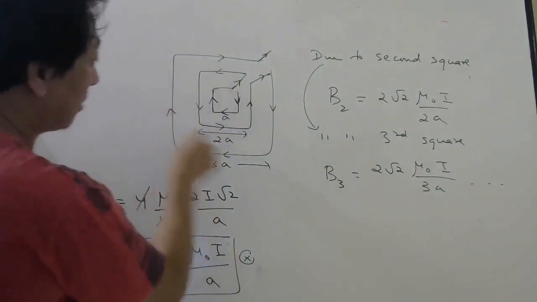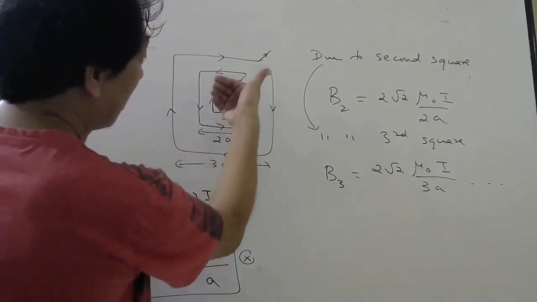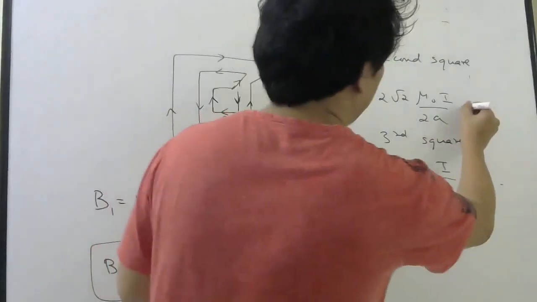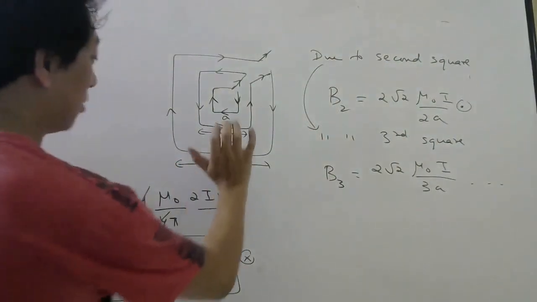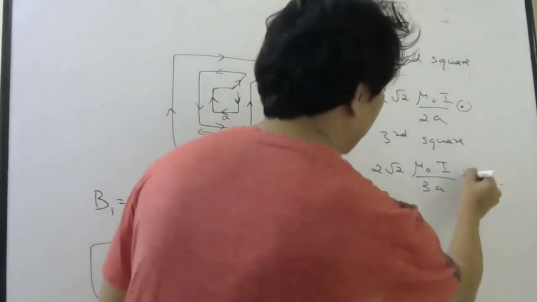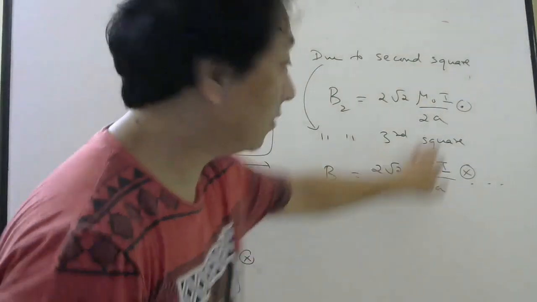Due to the second square, you see, due to this current, this part you see out. Due to this out, due to this out, due to this out. So this is out. Again, due to the third one it will be in. See, the current is this side in. So this will be in. So if I take this positive, this will be negative.